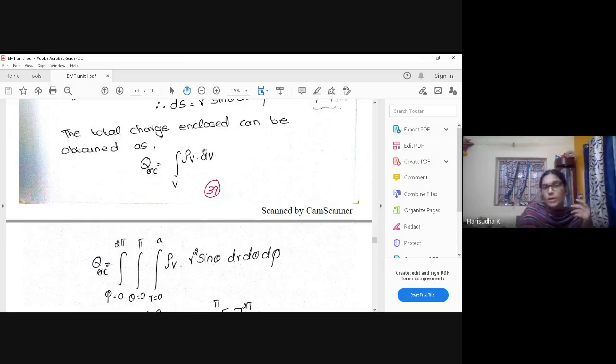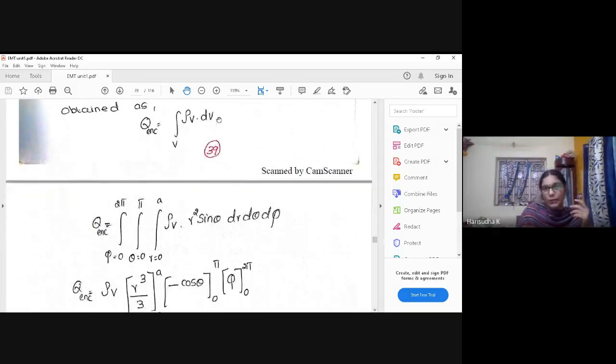So again, what is dv? Just check your spherical coordinate systems. From there I have referred this equation. dv will be equal to r square sine theta dr d theta d phi. This equation I have referred from the spherical coordinate systems, the differential volume. From there, I have directly written over here. How do we get that equation? This equation in that spherical coordinates we have derived.